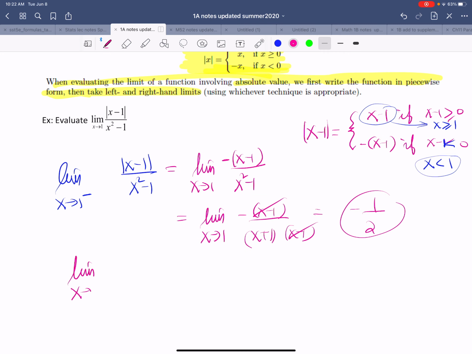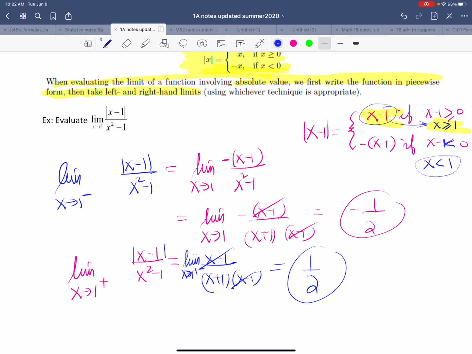That is my limit when I'm coming to 1 from the left-hand side. If I'm coming to 1 from the right-hand side, the absolute value of x minus 1 over x squared minus 1 turns into this: the absolute value of x minus 1 is equal to x minus 1 if x is greater than or equal to 1. That means I'm coming from the right-hand side. So this is going to equal x minus 1 over x plus 1 times x minus 1. Still carry the limit, do not drop the limit, and x minus 1 is gone. It turns out to be 1/2.